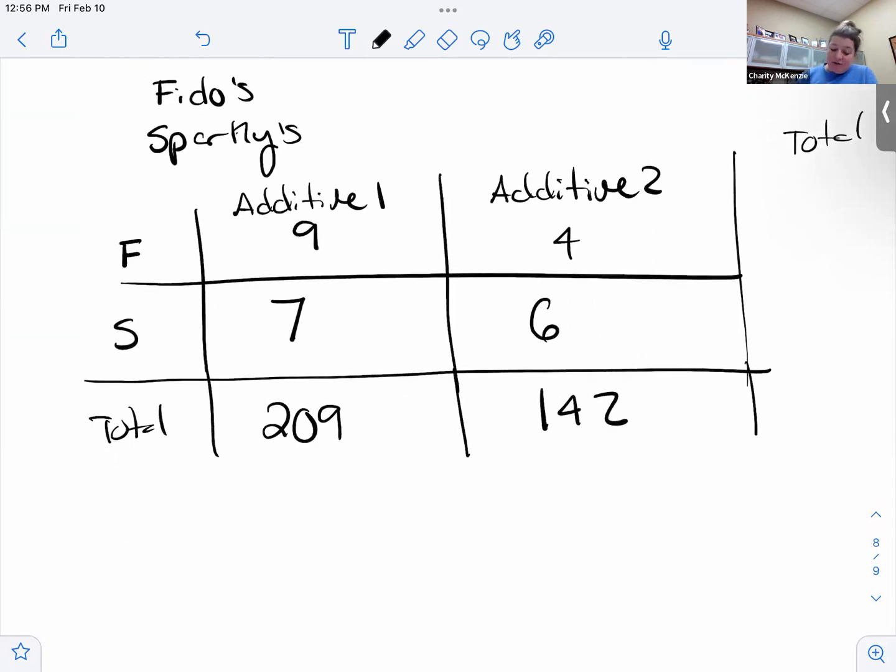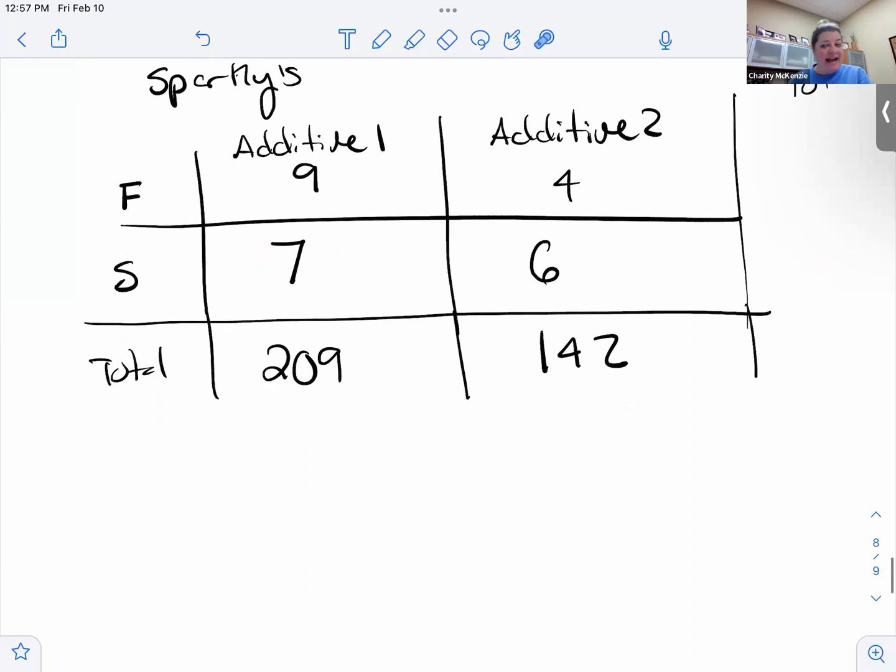So what we're going to do is we'll just use F and S. I don't like using S, but maybe we'll just put a little mark on it so it doesn't look like a 5. So if we think about it, our formula can be right here. This is one of our equations, and this is one of our equations. Had we had a total this way, we would have had an equation this way, and additive 1 and 2 could have been our variables. But on this one, it's Fidos and Sparkies and how much we can make of each.